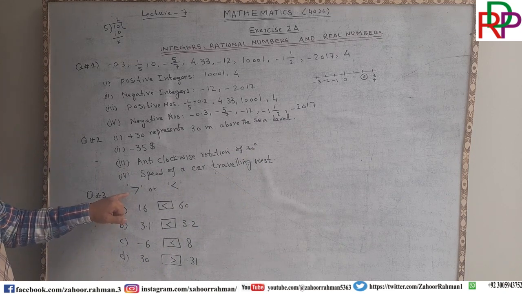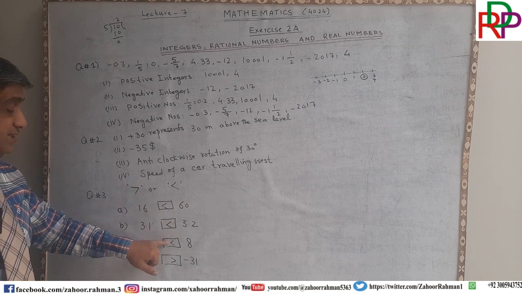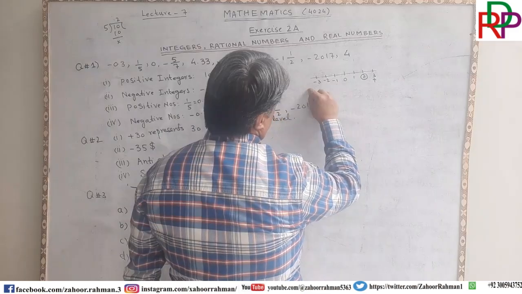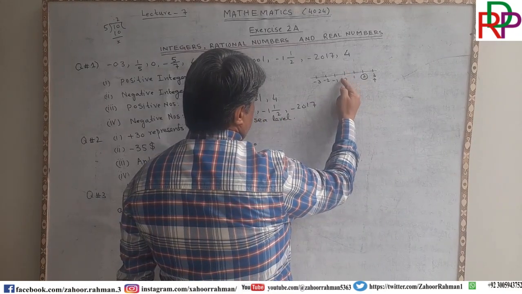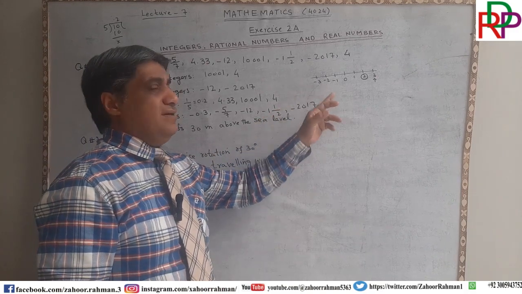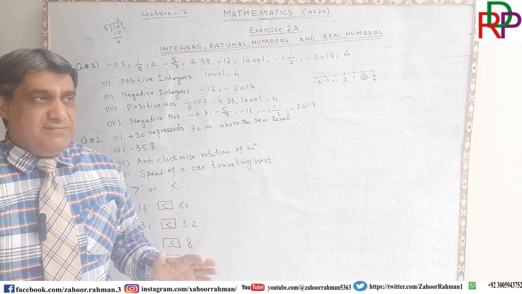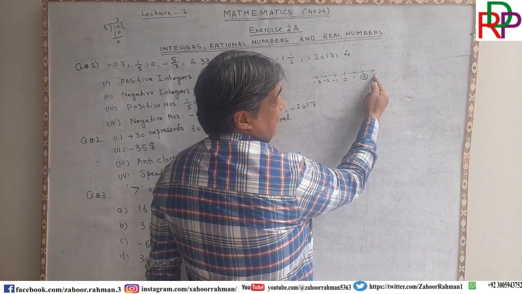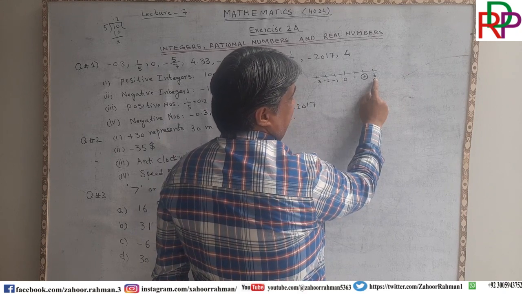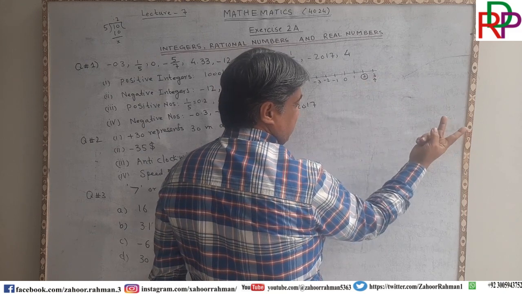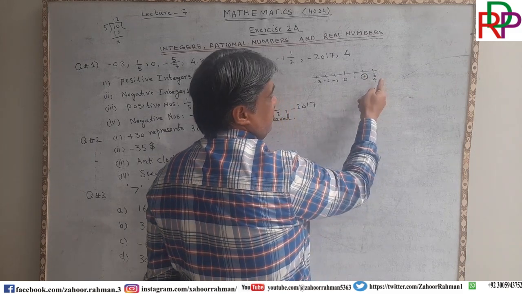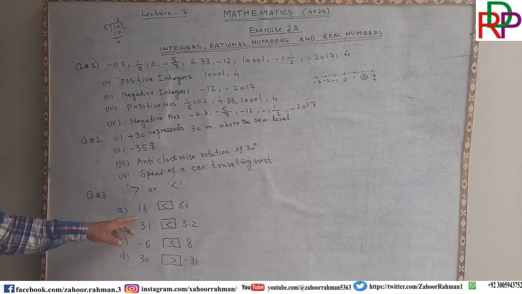Okay, question number 3 says that you have to put this symbol or this symbol inside these boxes. Let me tell you that if we represent all the integers on a number line, then in the middle it will be 0. On the right side there will be positive numbers, and on the left side there will be negative numbers. Here is a trick: if a number is on the right side of another number, then that number is greater than the number on the left side. The converse is also true. If a number is on the left side of another number, then it is smaller than the number on the right side. You have to remember this trick while doing this question.